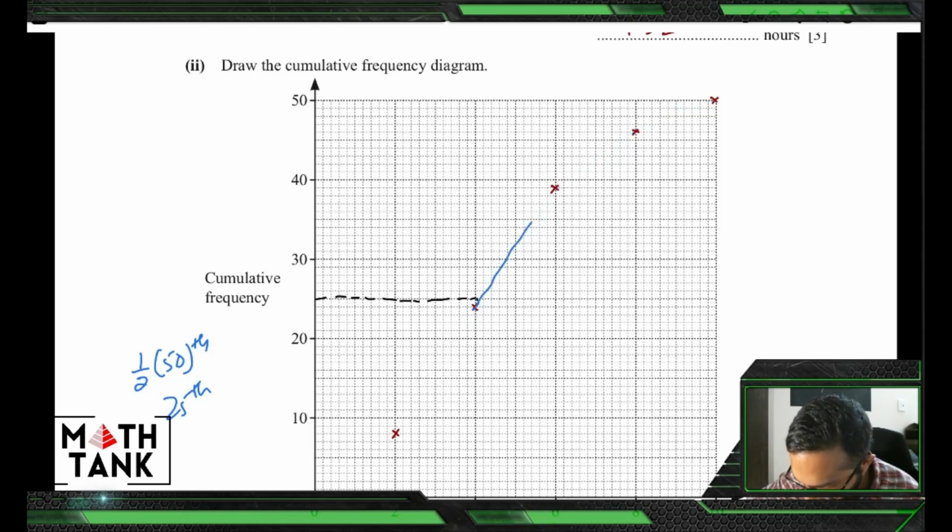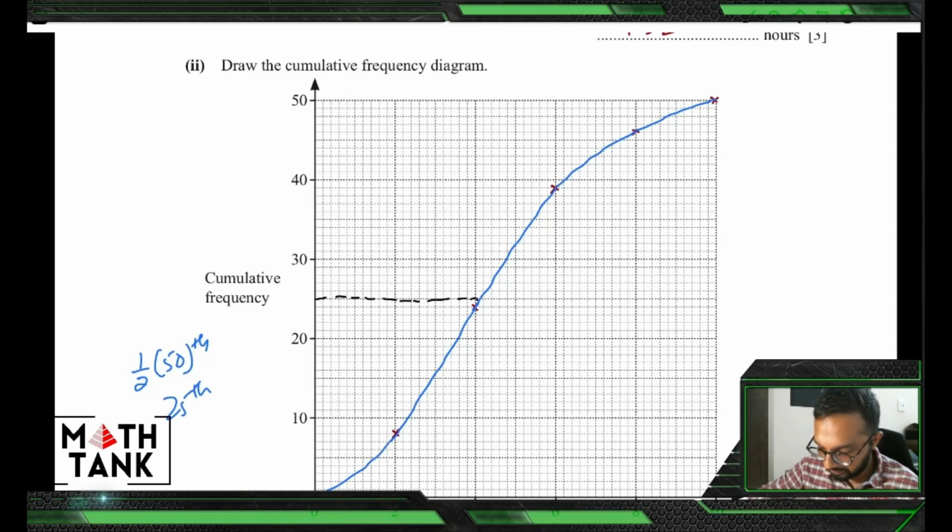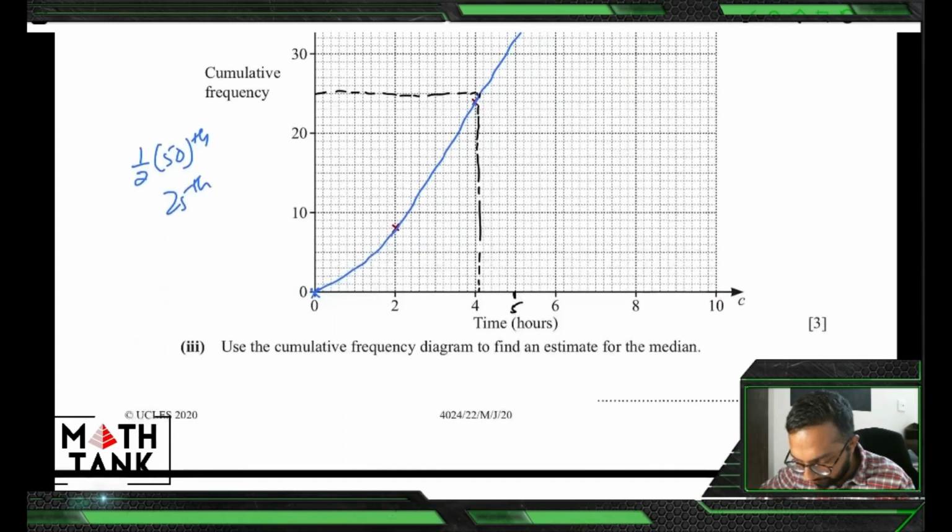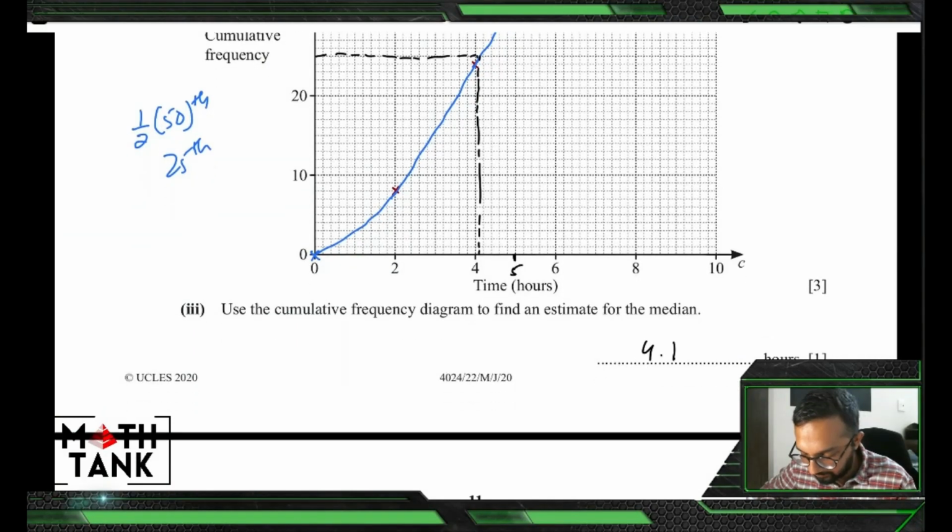That is a tough one. Okay, now it seems reasonable. Okay, let's read on what we have on 25. So this looks about a little above 4. So that's between 4 and 5. So one of these boxes is 0.2, so half of the box should be 0.1. So I'm going to say 4.1.